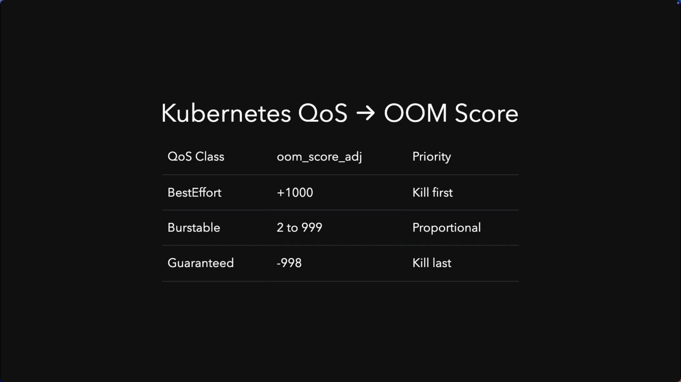Kubernetes sets OOM score adjustment based on quality of service class. In this case, best effort is killed first, burstable proportional to memory request, and guaranteed is killed last.